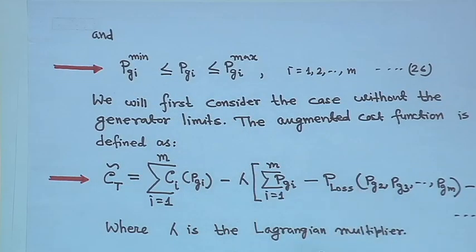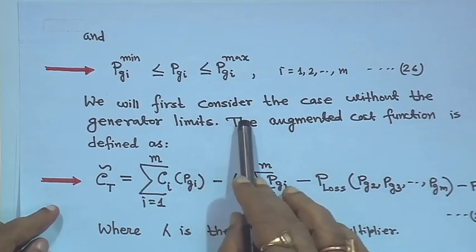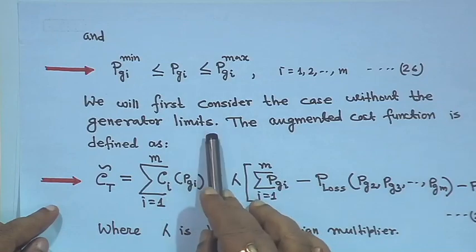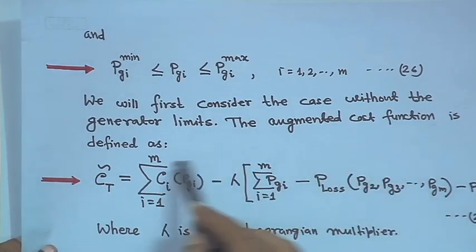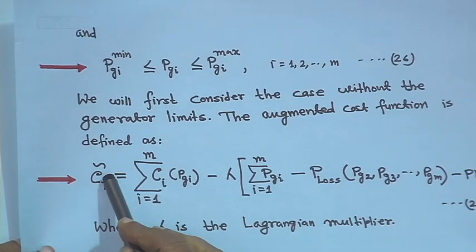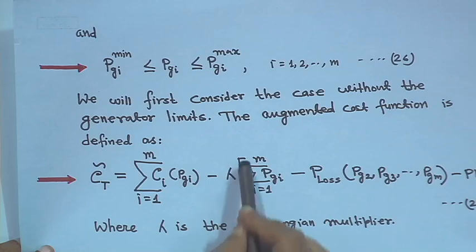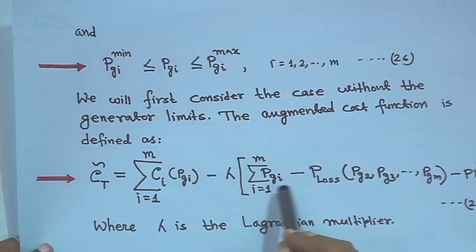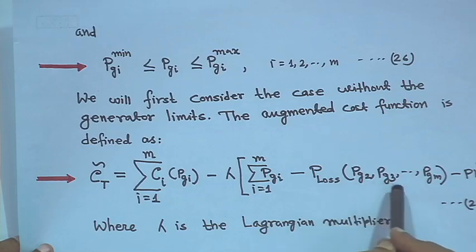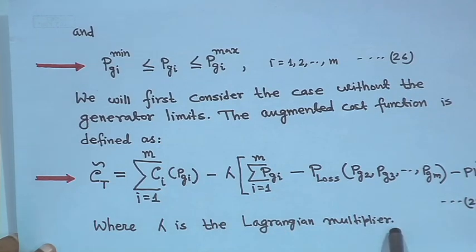Now we will follow the same Lagrange multiplier approach. We will first consider the case without the generation limits, which we will see later. The augmented cost function is defined as Ct tilde equal to sigma i equal to 1 to m Ci of Pgi minus lambda into the bracket sigma i equal to 1 to m Pgi minus P loss, function of Pg2, Pg3 up to Pgm, minus PL. This is equation 27, where lambda is the Lagrange multiplier.